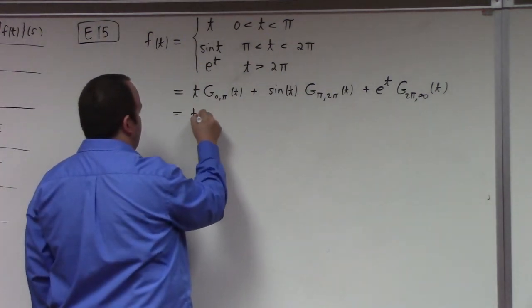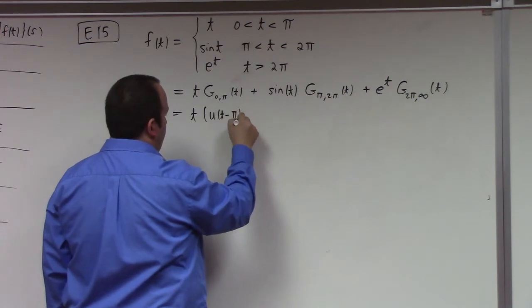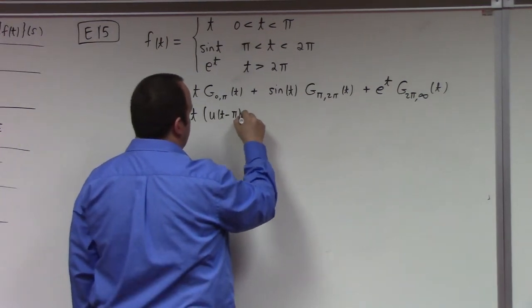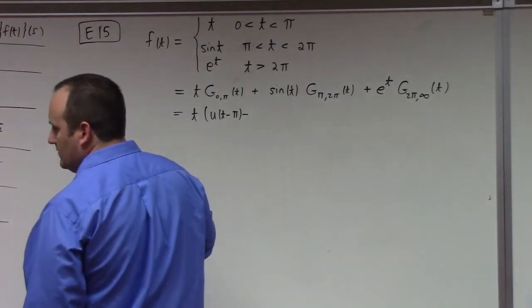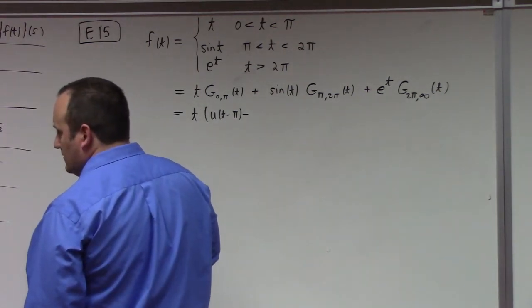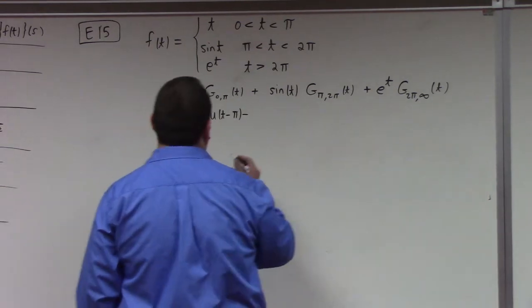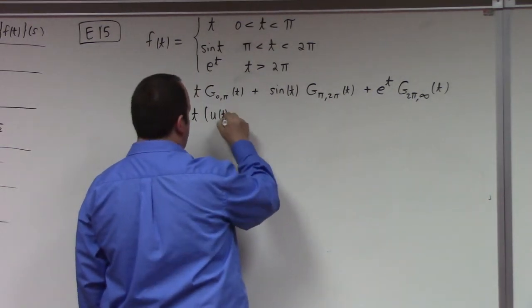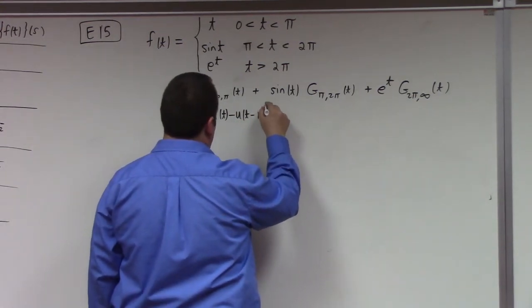So this is like t times u of t minus pi. How does it go? I've already forgotten. Oh, yeah, sorry. So it's u of t minus u of t minus pi. So I turn it on at time 0, I turn it off at time pi. Think of it that way.